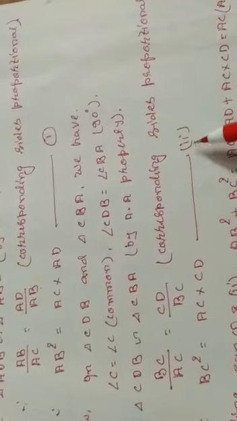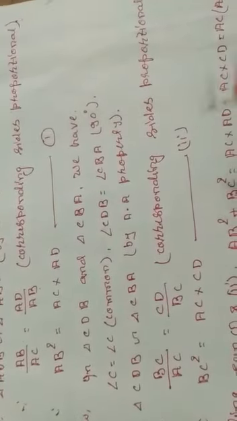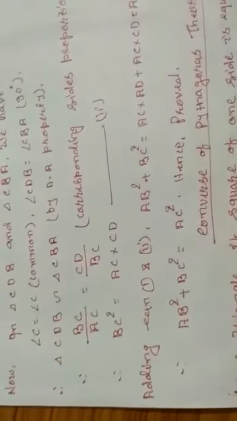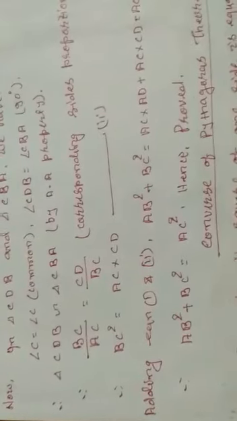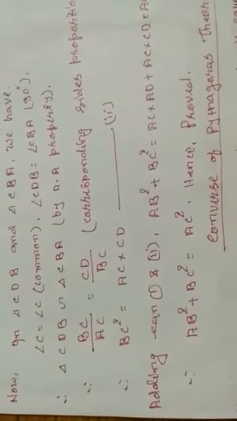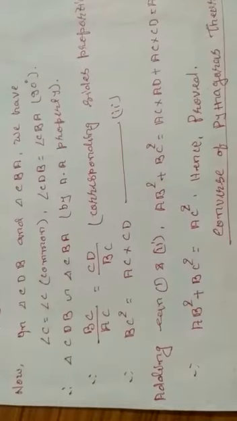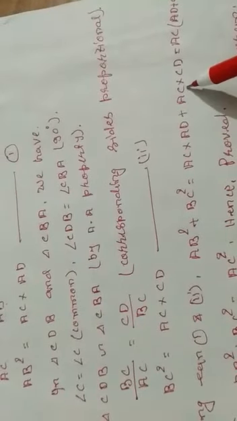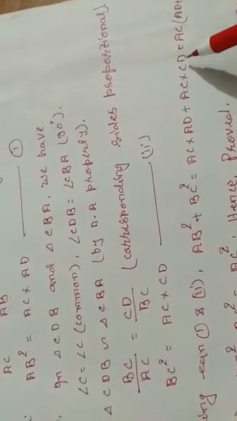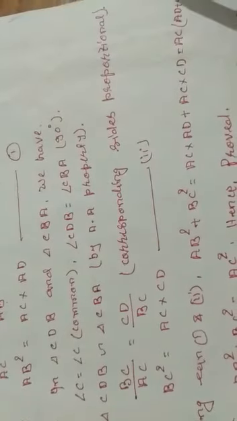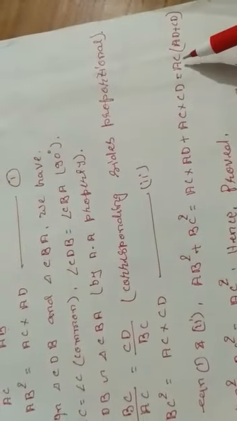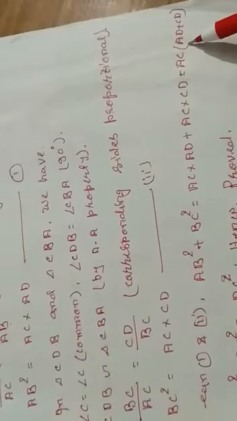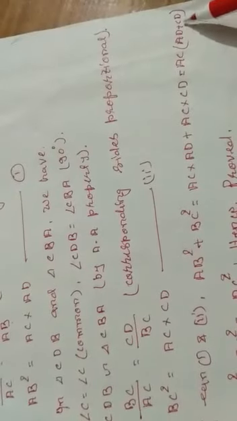Now we are going to add equation 1 and 2 together. So on adding equation 1 with equation 2, we have AB square plus BC square equals AC into AD plus AC into CD. Now taking AC as common, we have AC into (AD plus CD).